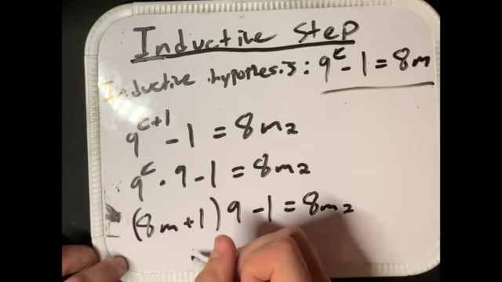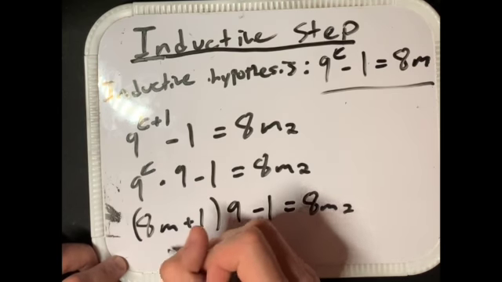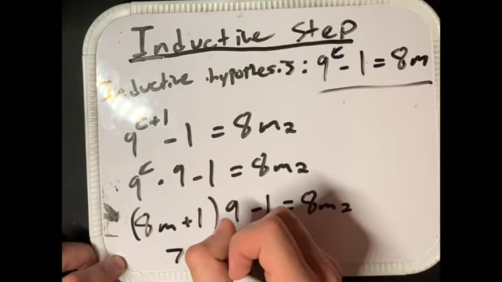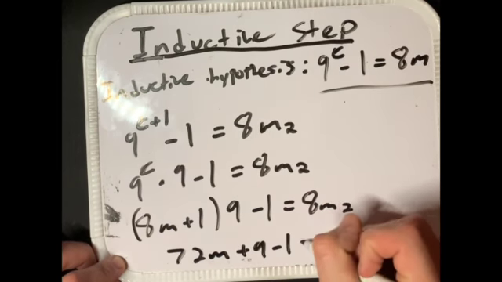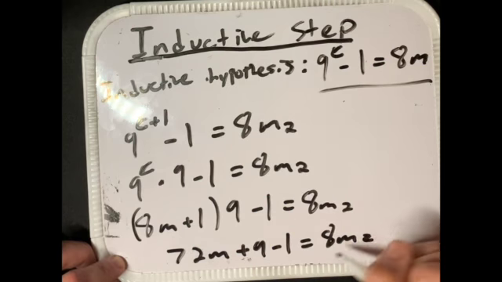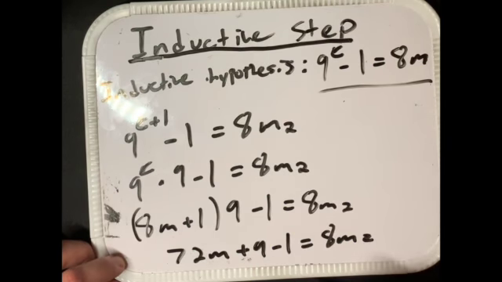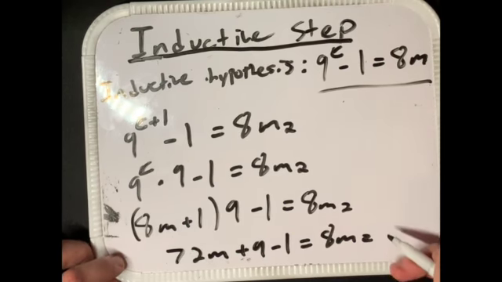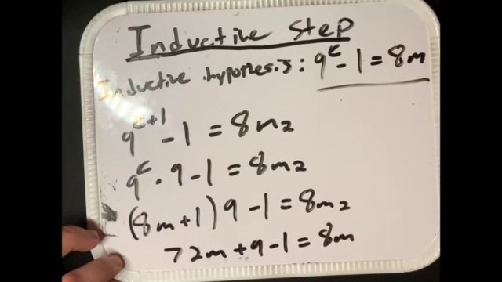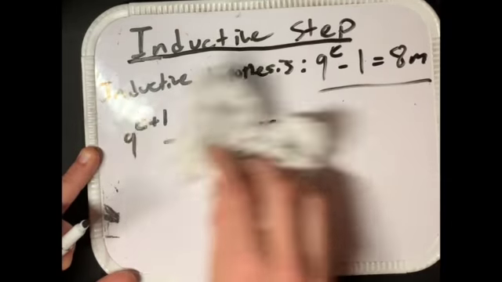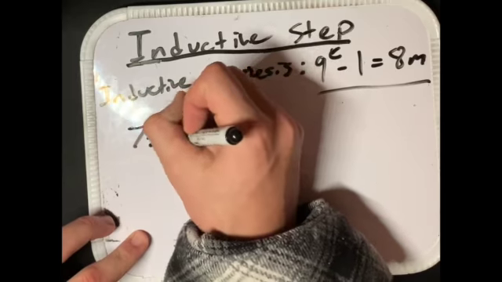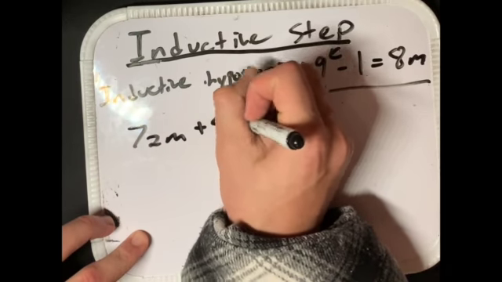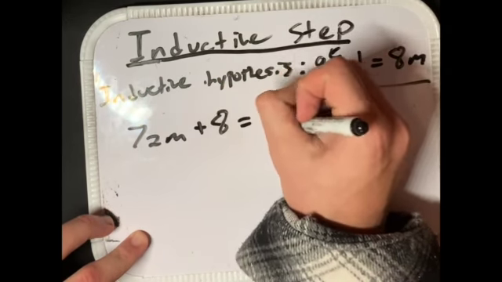Now by foiling out the 9, you get 72m plus 9 minus 1 is equal to 8m2. Right, now we have to erase to get a little bit more space. We're going to keep that same bottom equation. 72m plus 8 is equal to 8m2.